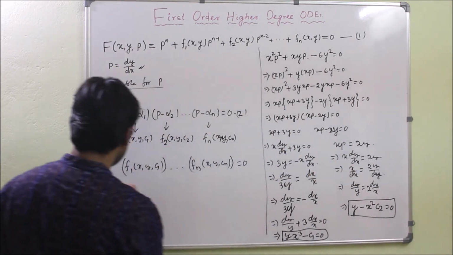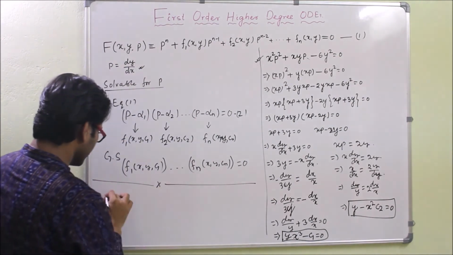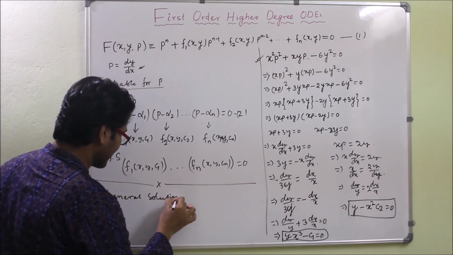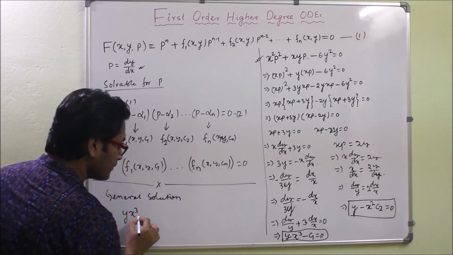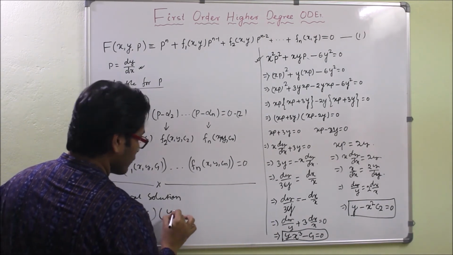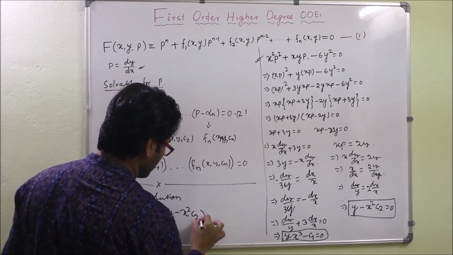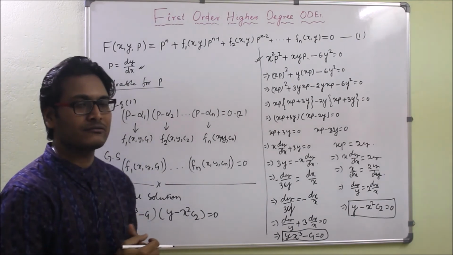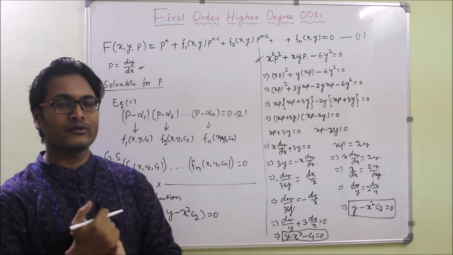So what will be the general solution then? The general solution of this problem is the product of two factors, that is y x cube minus c1 whole into y minus x square c2 equal to 0. So in this way we can solve a problem using the technique of solvable for p.